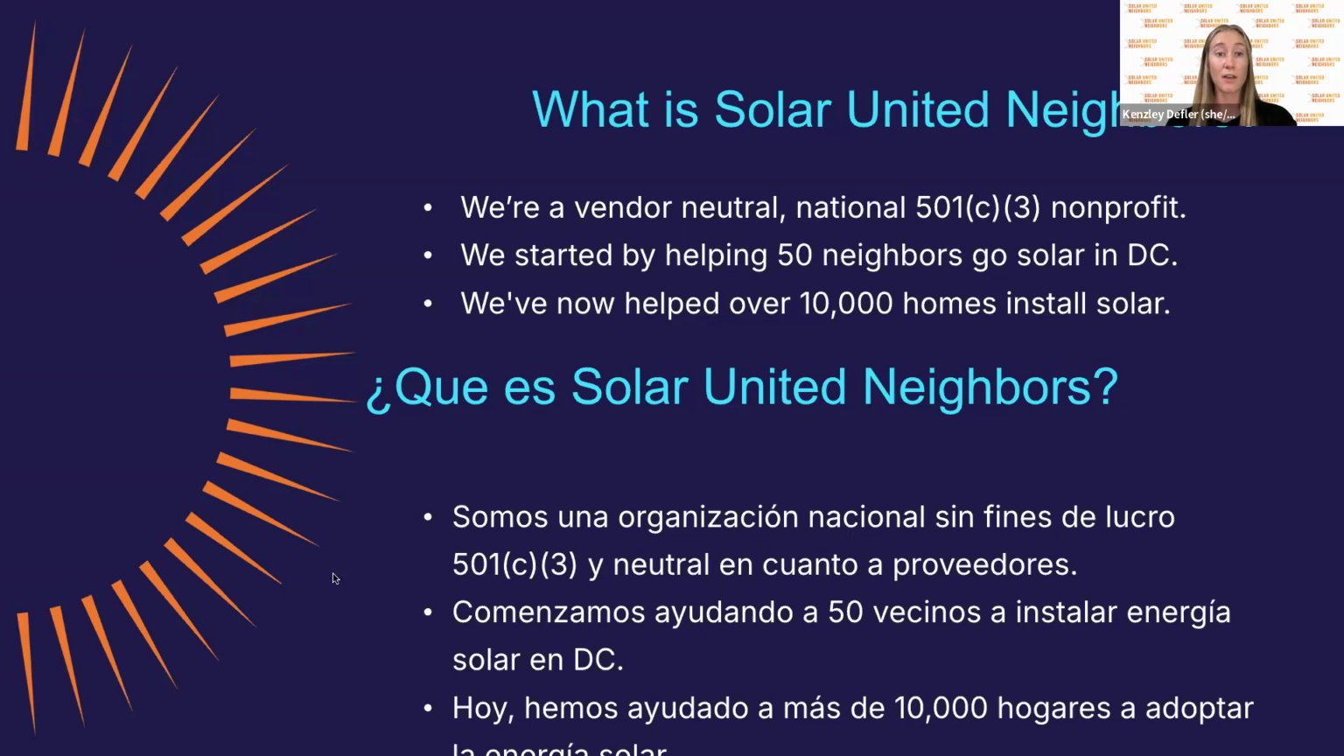Soon after that, other neighborhoods from across the region started organizing solar co-ops, and SUN grew out of this movement. Fast forward to today, SUN now has members in all 50 states as well as Puerto Rico, and we have helped install solar on more than 10,000 homes. Next.